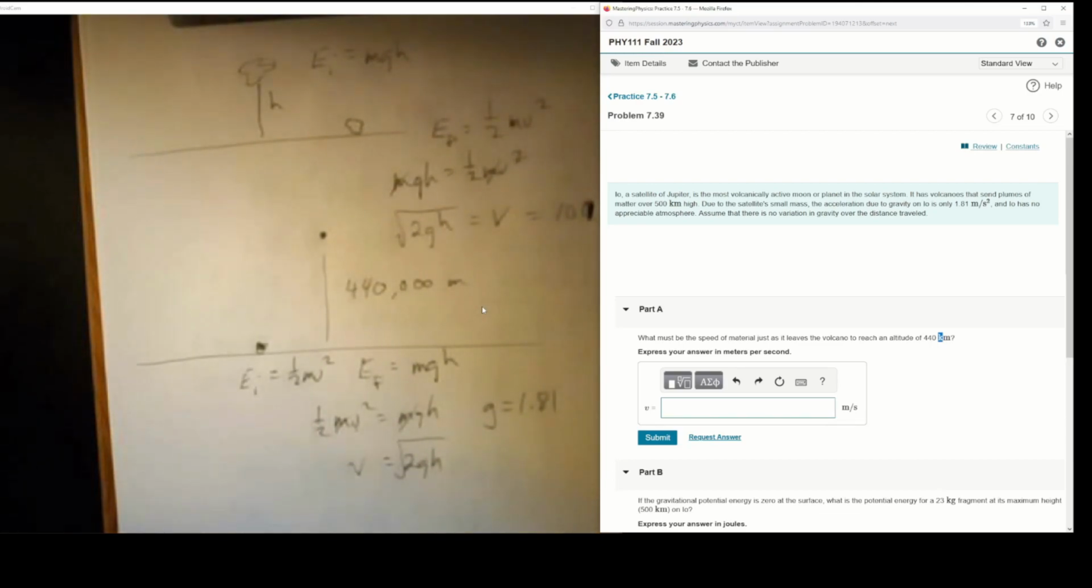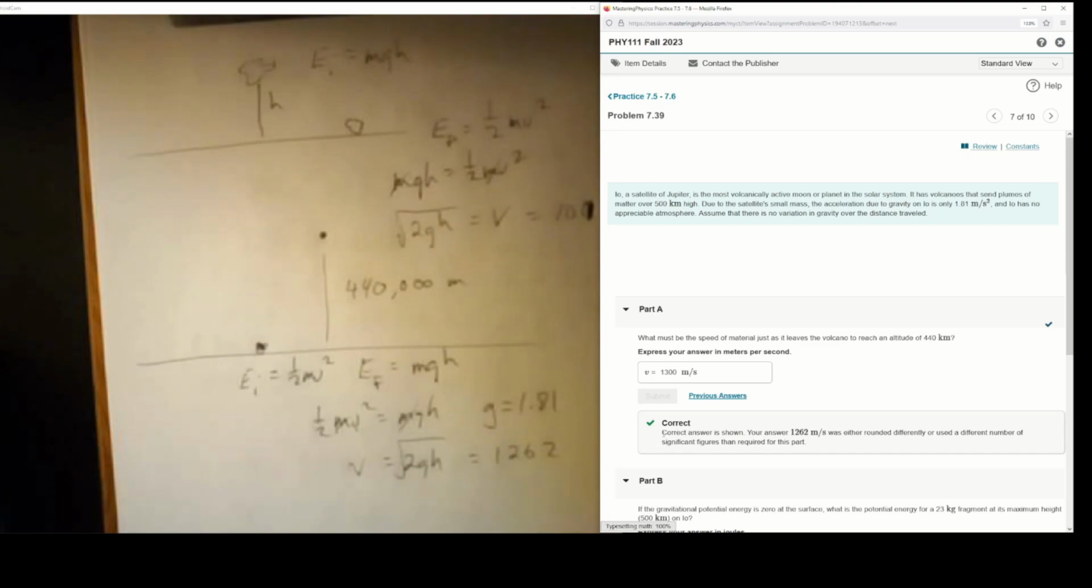So 1,262 meters per second, that is really fast. About 25 meters per second is about the speed limit on the freeway, about 65 miles per hour. So this is way, way faster, almost 100 times faster than driving your car.